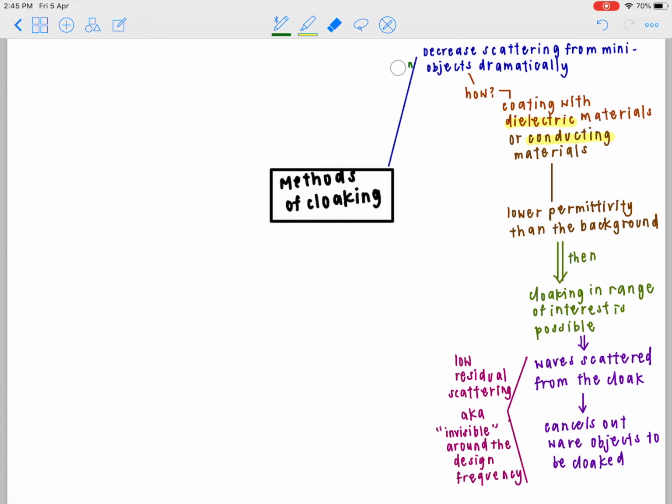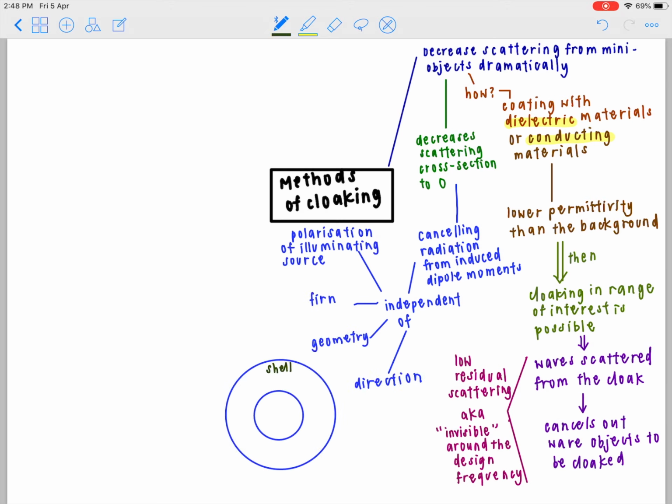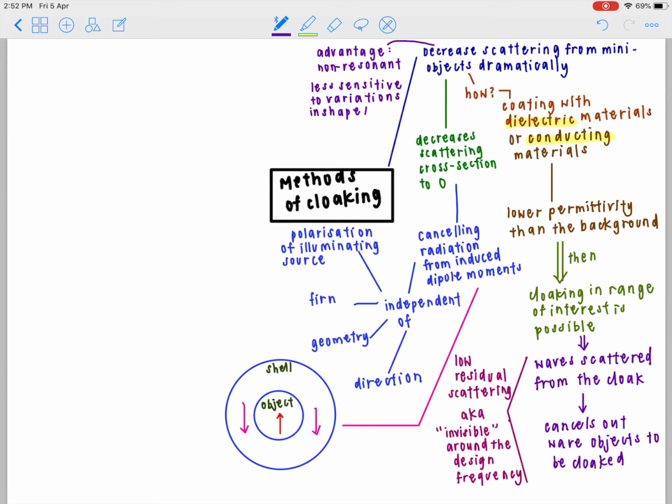Reducing the scattering cross-section to zero also helps to cancel out radiation from the induced dipole moments, independent of position, geometry, form, and the polarization of the illuminating source. As seen from above, the shell and the object: the object has a dipole and the shell counters that dipole. The advantage of using such a method is that it is non-resonant and it's less sensitive to variations in shape, geometry, and the frequency of operation of the cloaked object.